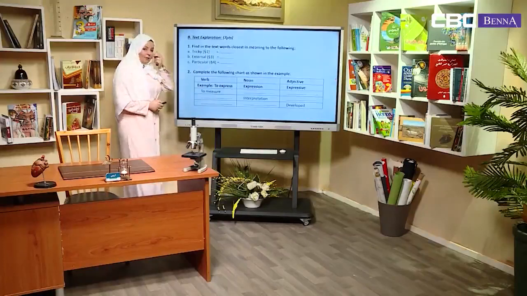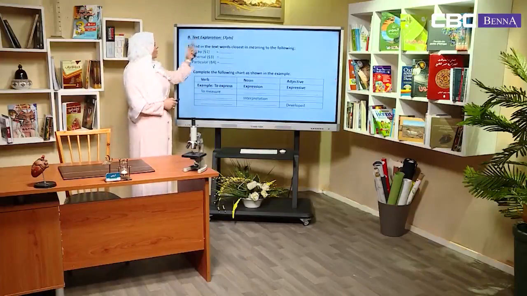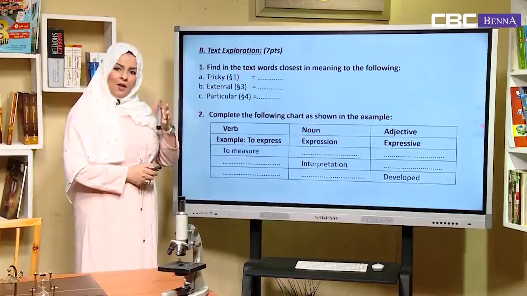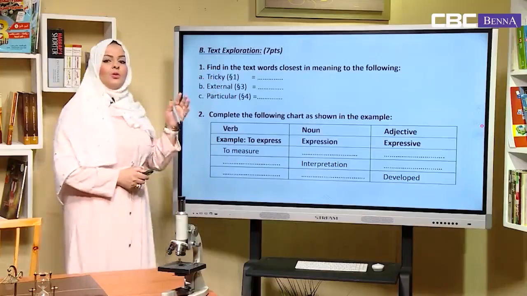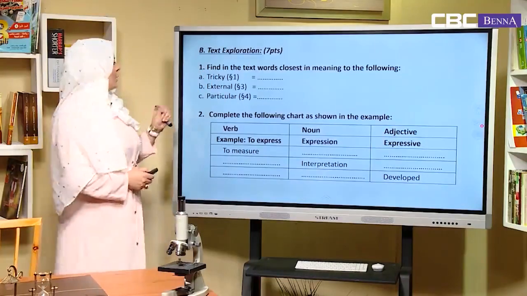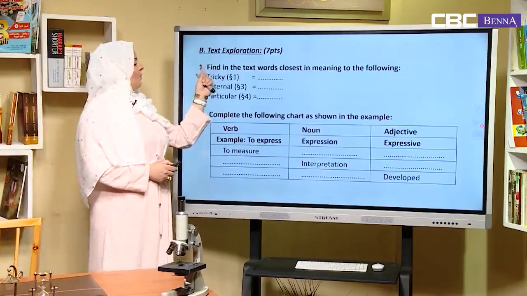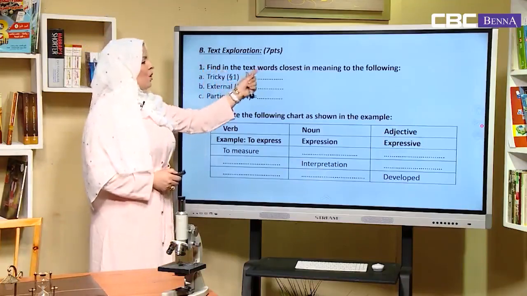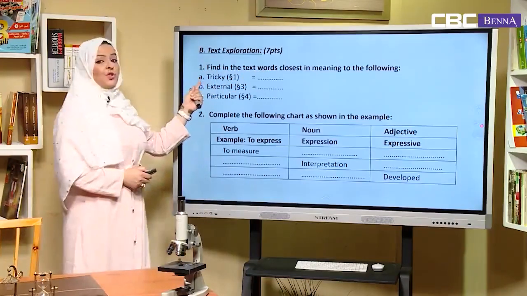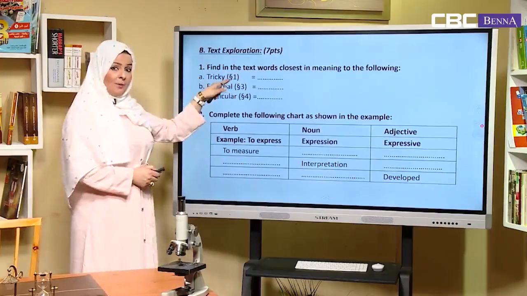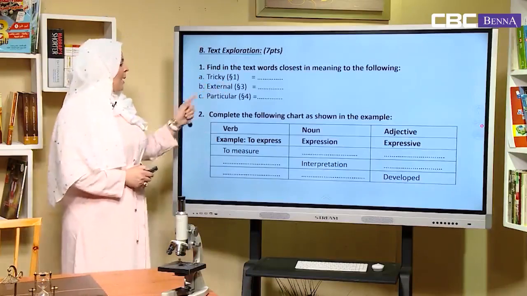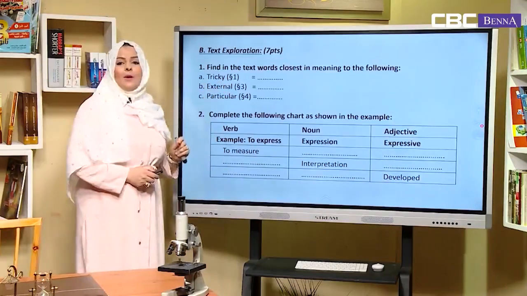Let's move to the second part, which is text exploration. In the text exploration, you are going to have 5 activities related to grammar. Let's start with the first, which is related to vocabulary. Find in the text words closest in meaning to the following. First, we have "tricky". You're going to find it in paragraph 1. "External" in paragraph 3. "Particular", it is in paragraph 4.